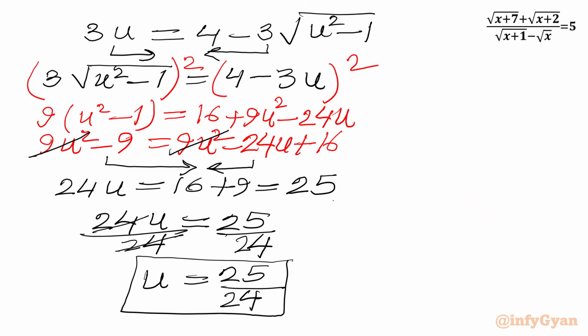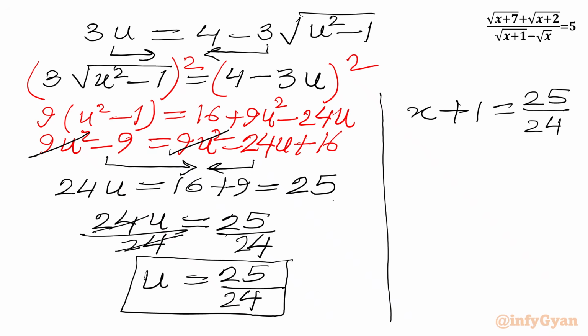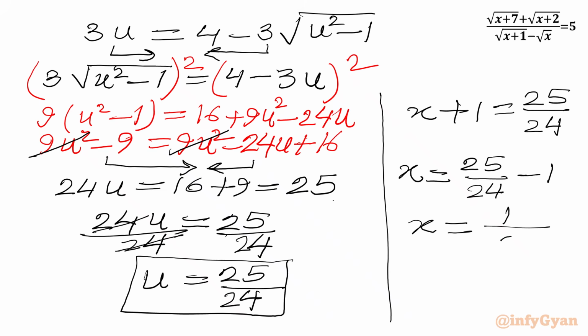Now u was our substitution. It was x plus 1. So we will write here x plus 1 equal to 25 over 24. We have to subtract 1 to get the value of x. So x will become 25 over 24 minus 1, which will be equal to 25 minus 24 in the numerator, it is 1, and denominator will be 24. So our answer is 1 over 24.